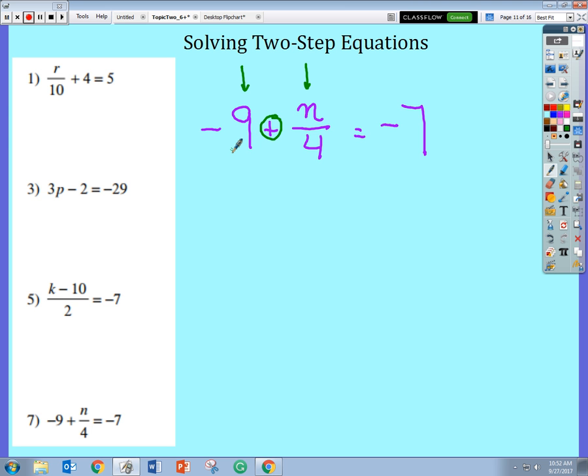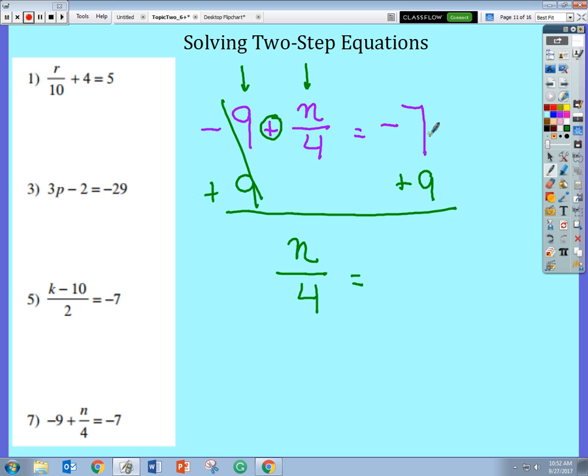If I have negative 9 here, I'm $9 in debt. I want to get rid of my debt, so I'm going to add 9. Whatever I do to one side of the equation, I must do to the other side of the equation. Draw my equals bar. This cancels out. Leaves me with n divided by 4 is equal to, now we have negative 7 plus 9.